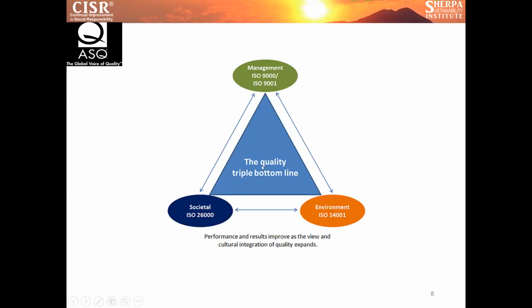According to ASQ, there is a triple bottom line, and it's based on the ISO standards that you see here. ISO 9001, ISO 14001 for environment, and ISO 26000.